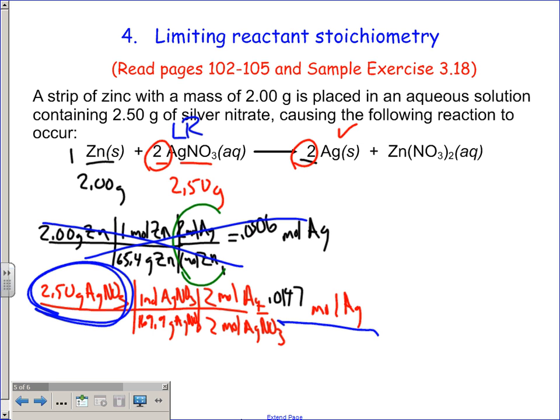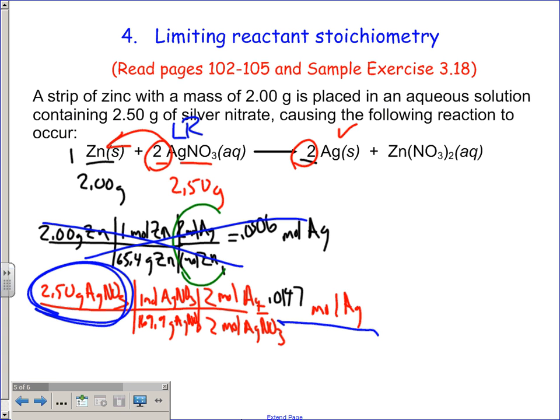If I went from silver nitrate to grams of silver, it would tell me how much silver I made. If I went from 2.50 grams of silver nitrate to grams of zinc nitrate, it'd tell me how much zinc nitrate I made. And the important thing to remember for excess reactant problems, which is probably the trickiest type of limiting reactant for most people, the silver nitrate controls how much zinc I use. If the silver nitrate is a limiting reactant, when the silver nitrate is gone, the reaction is going to stop.